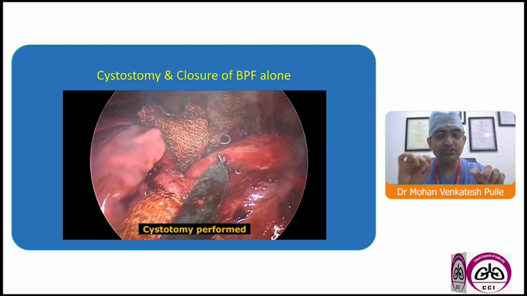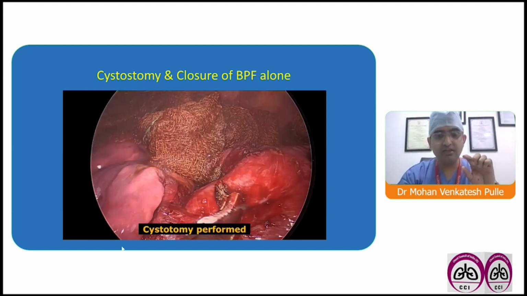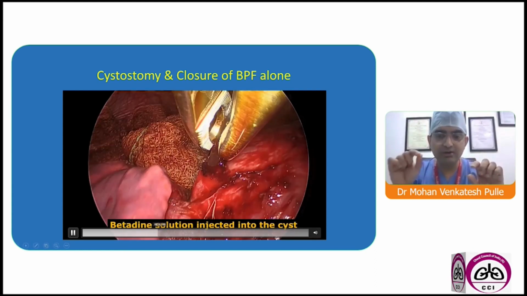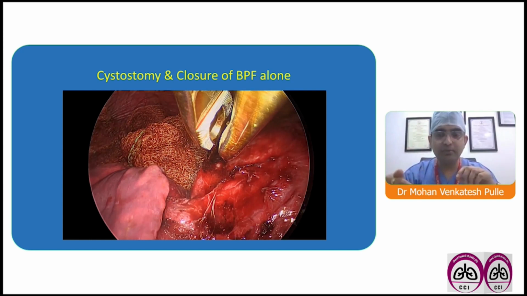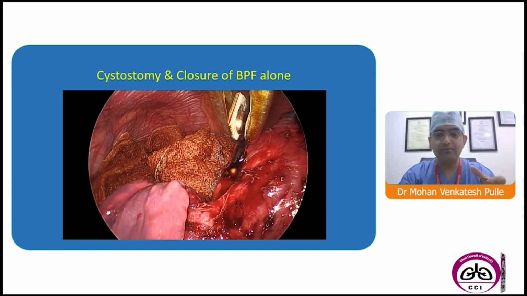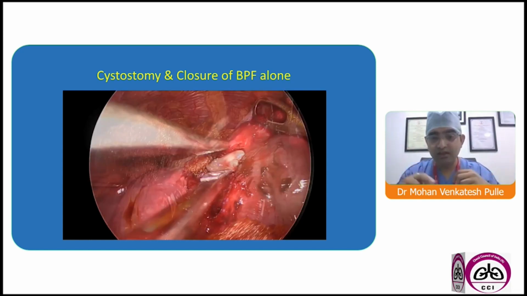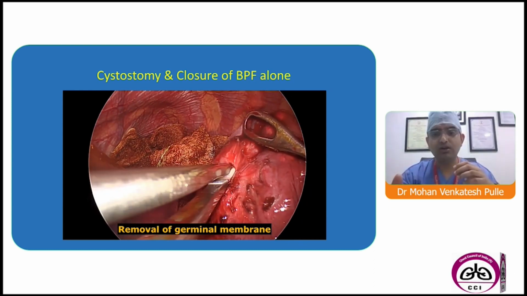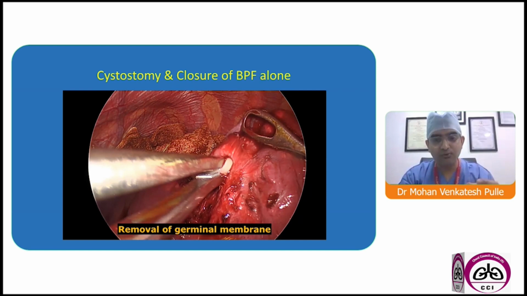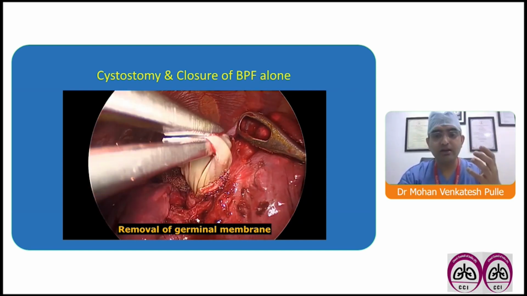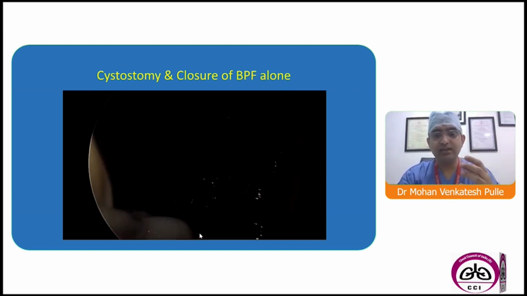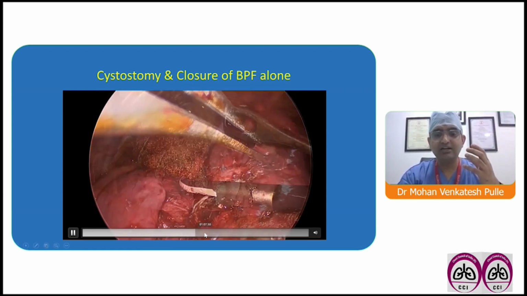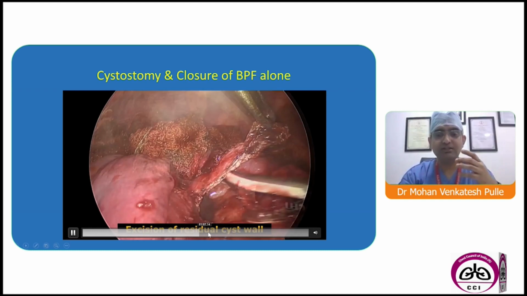We give an incision over the cyst, and we insert a cannula into the cyst cavity. We inject the betadine, wait for 5 minutes, and then extend the incision over the cyst. These are all the germinal membranes, also called endocysts, which are carefully removed so as not to contaminate the chest cavity. Once we remove the cystic contents, we have to excise the excess of the residual cyst wall.